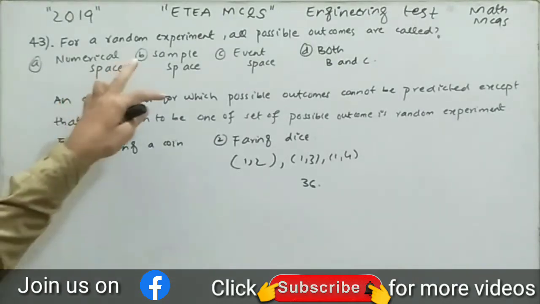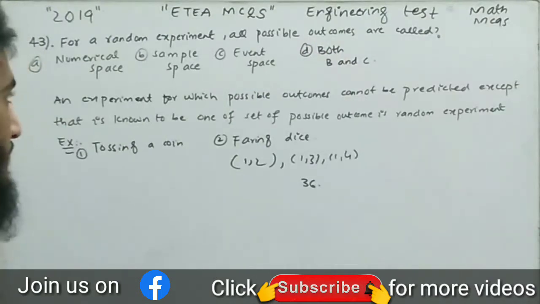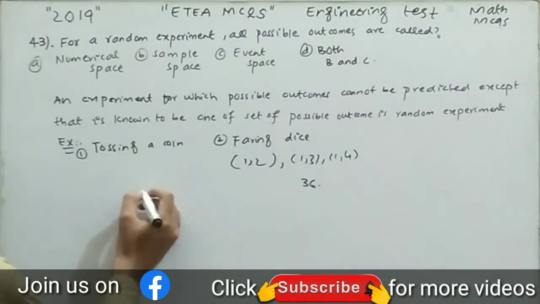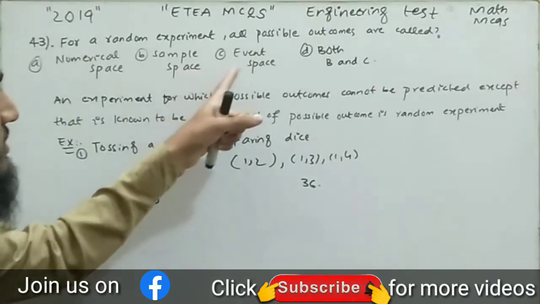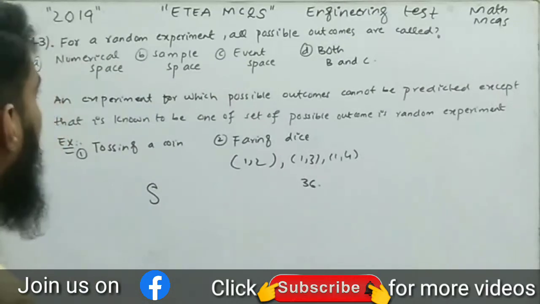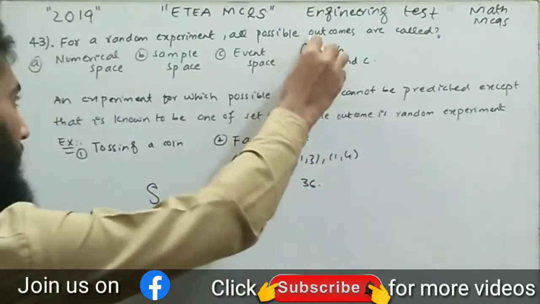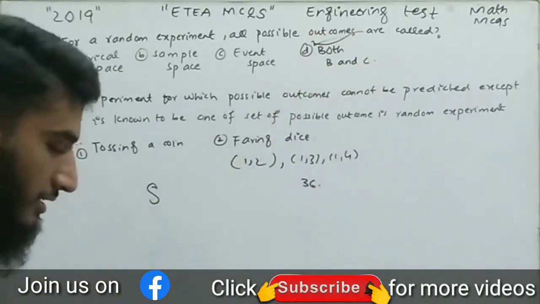So remember, for a random experiment, all the possible outcomes are called a sample space. And the sample space is actually denoted by a capital S. And remember, in a sample space, an event space is actually a subset of the sample space. It means the correct option for this MCQ will be option D, both B and C. So the correct option for this MCQ is option D.